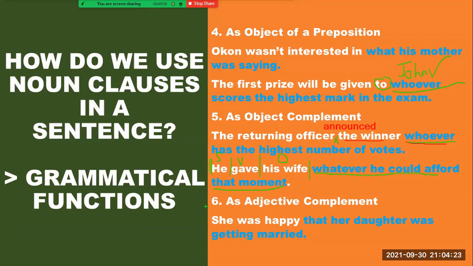Now, function number 6 is adjective complement. It means we can use a noun clause as the complement of an adjective, or as an adjective complement. Again, you see, complement is something that completes the meaning of another. So when we have an adjective in a sentence, and by the way, an adjective is the word that modifies or qualifies or describes a noun or a pronoun.